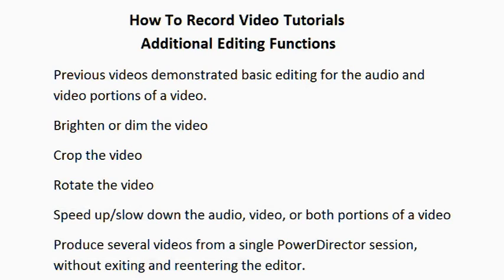How to record video tutorials, additional editing functions. Previous videos demonstrated basic editing for the audio and visual portions of a video. In this video, we'll see how to brighten or dim the video, crop the video, rotate the video, speed up or slow down the audio or the video or both portions of a video, and produce several videos from a single PowerDirector session without exiting and re-entering the editor.